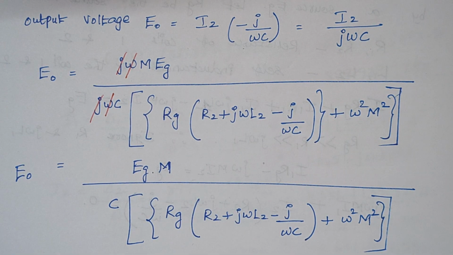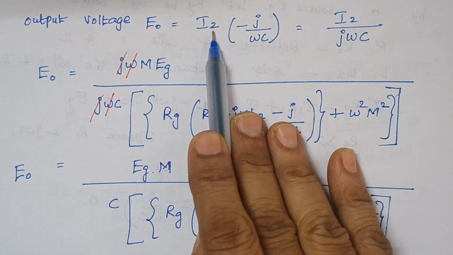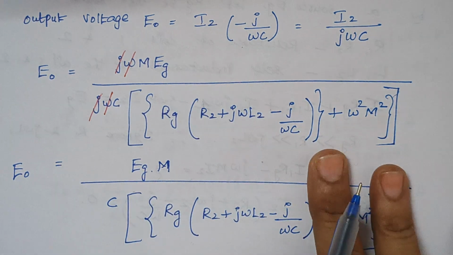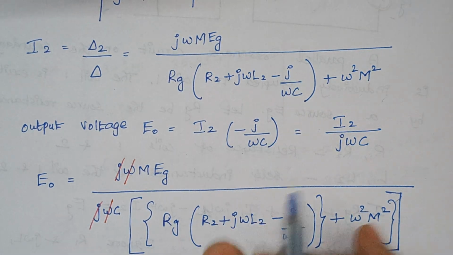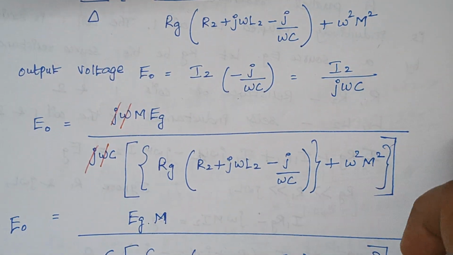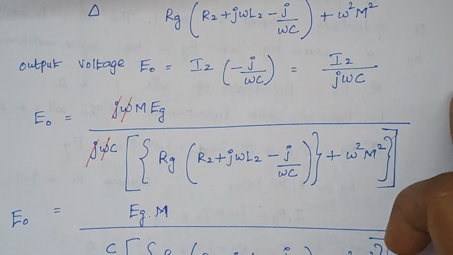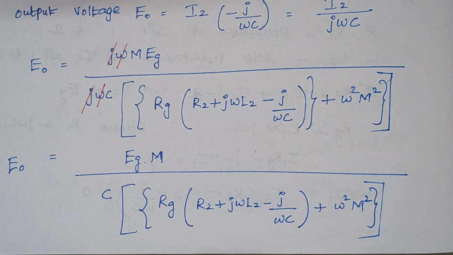Now we are going to substitute the values for E0 because we know the value of I2. So just substitute the values. This is your expression for I2. Just substitute this over here, and here this j omega cancels each other, and finally the expression for E0 is given by this value. This is your expression for E0.